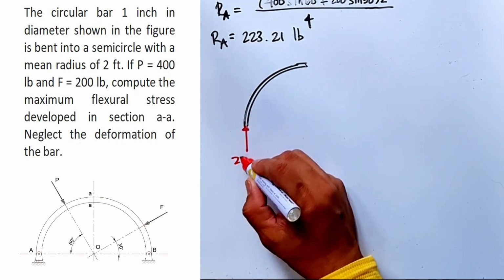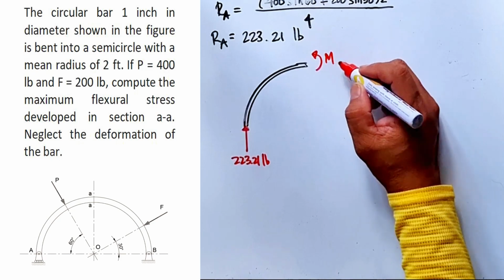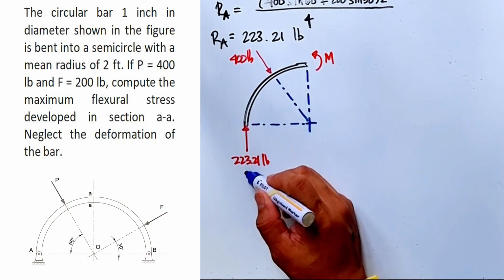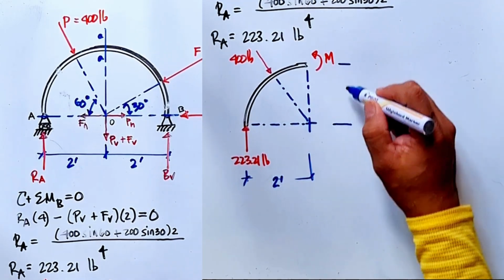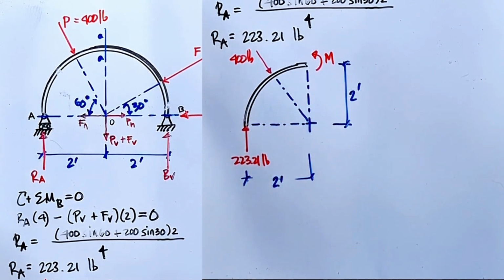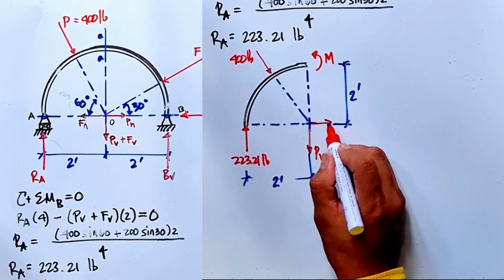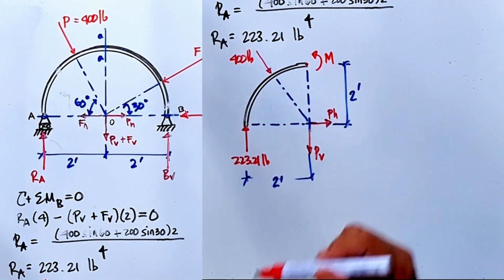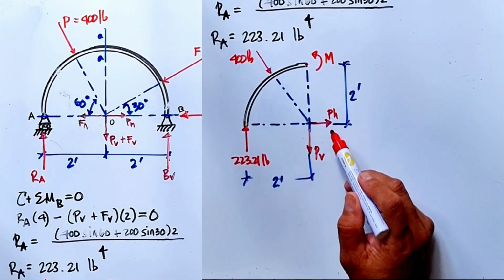Now that we have R sub A, we will cut a section at AA. So we have the reaction here, 223.21 pounds, and then we will have the moment here. If the mean radius is 2 feet, that means this is also the radius, 2 feet. And again, we have the components of P here, PV and the horizontal PH. This time, if we sum up moment at AA, PV will not create a moment at AA, only the horizontal component.